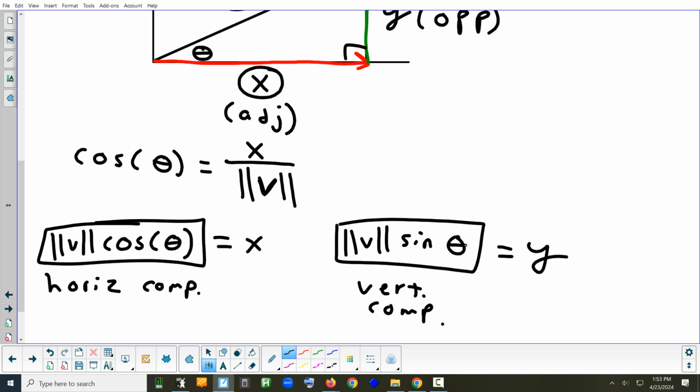Okay, so that's how you calculate your horizontal component. Or in terms of a speed problem, this would be the horizontal speed of your object. This is how you calculate the vertical component. That's your vertical speed.